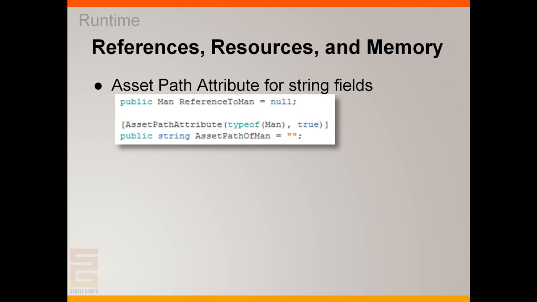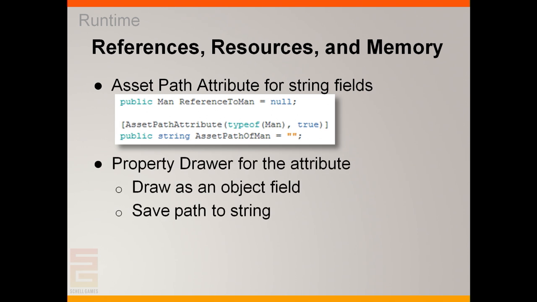This is from the animal example, a man reference. And then if I instead have a string path, I throw the asset path attribute on there, and I specify the type that it's looking for. That way we can do some editor time checking to make sure we have the right type. And then this true specifies this should be in resources. False would allow it to be anywhere in the project.